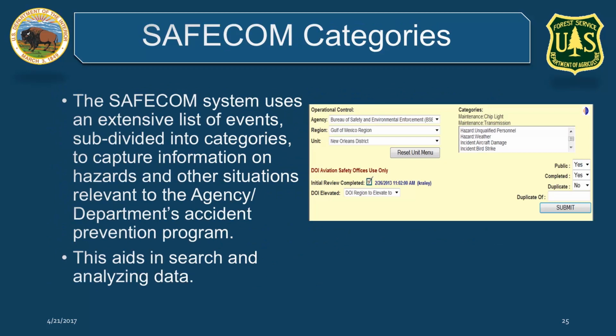The Safecom system uses an extensive list of events subdivided into categories to capture the information on hazards and other situations relevant to agency and departmental accident prevention programs. Adding these categories aids in searching and analyzing data. Managers should select the appropriate categories so that when users in the public want to define events or search on these, the categories make it much more efficient.